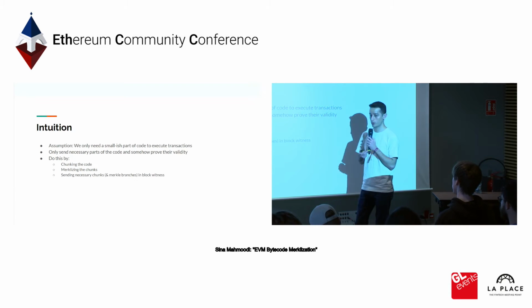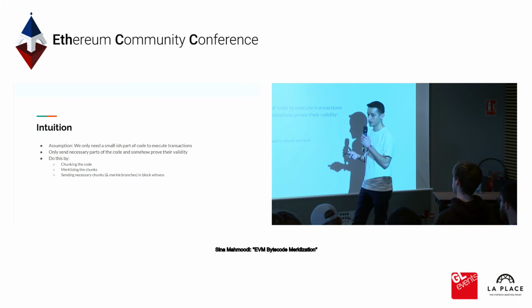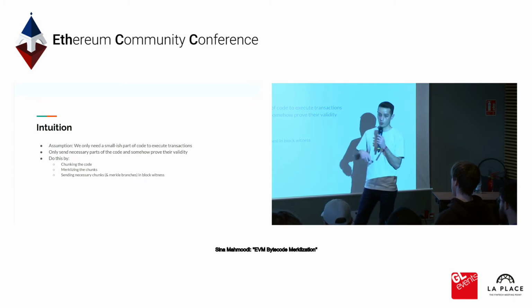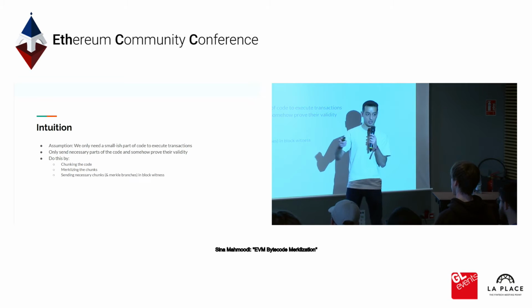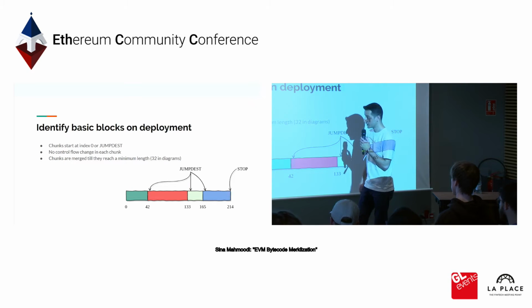So what we want to try here is to only send the parts of the code that are necessary to execute a transaction and some proofs that prove their validity. And we do this by chunking the code and creating a Merkle tree out of these chunks. And during block transmission, we send only the necessary chunks and their proofs.